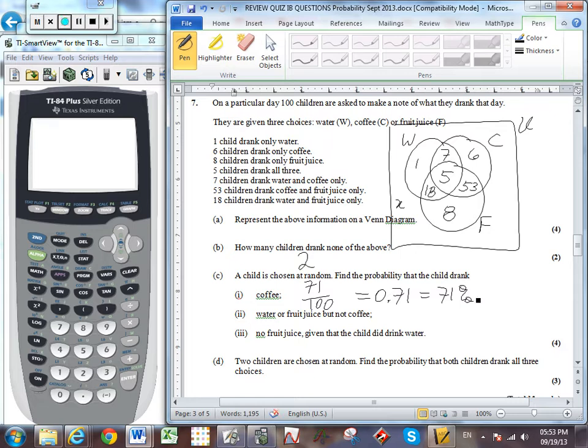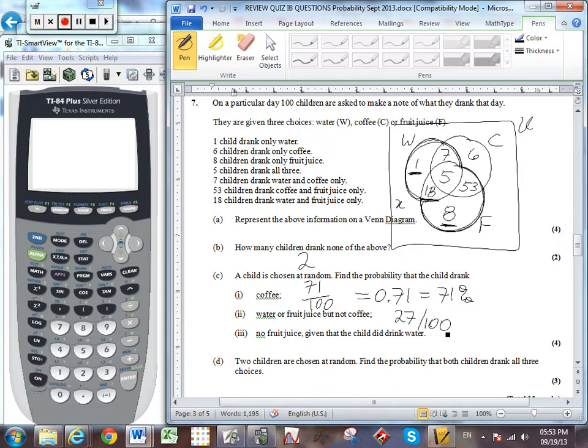Part B: water or fruit juice, but not coffee. So water or fruit juice, that's everything inside the water or fruit juice circles. Let me just signify that for you. Everything inside this region, but not coffee, it says. So we got to exclude the 7, 5, and the 53, and we're dealing only with 1, 18, and 8, giving you a total of 27 out of 100. Yes, of course, you can convert that to a decimal of 0.27 or 27%.